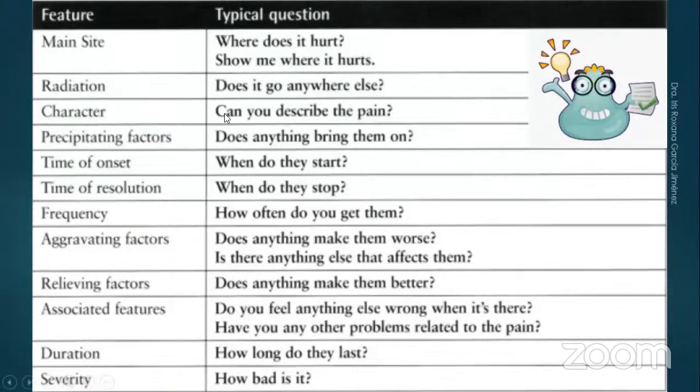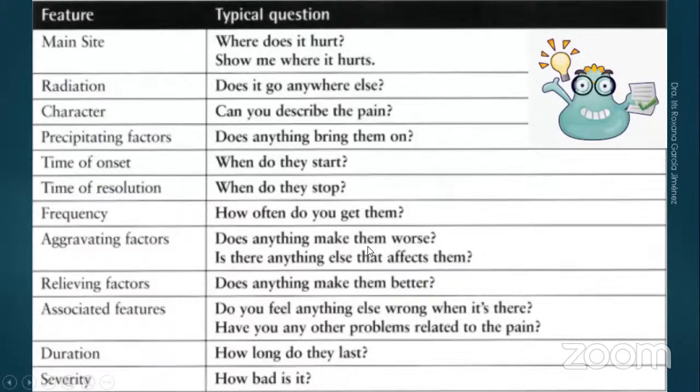Precipitating factors, does anything bring them on? So you can see we have phrasal verbs, right? Time of onset, when do they start? Time of resolution, when do they stop? Frequency, how often do you get them? Aggravating factors, does anything make them worse? Is there anything else that affects them?